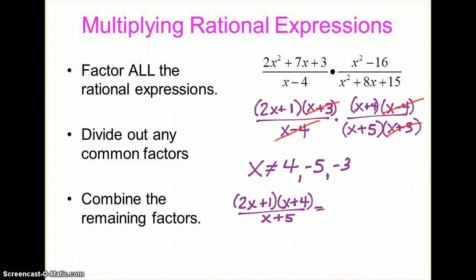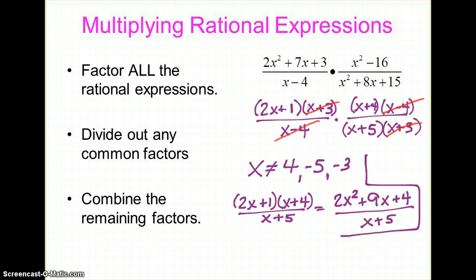So when I say combine them, what do I need to do to my numerator to get those actually multiplied together? Well, I need to do FOIL. If I do FOIL, I'm going to end up with 2x squared. Then I'll have an 8x and a 1x, so I'll get a 9x. And then 4 times 1 gives me 4. And then the denominator is still just x plus 5. So not only do I have that, but I have my restrictions from my original problem, and that would be my final answer.